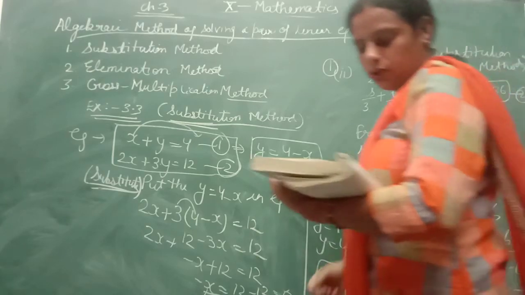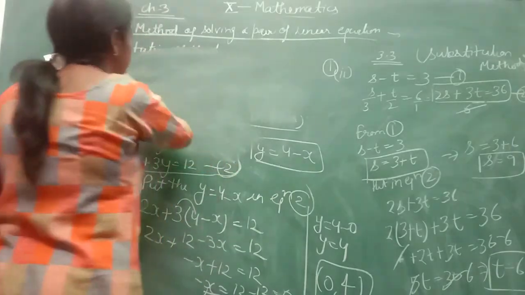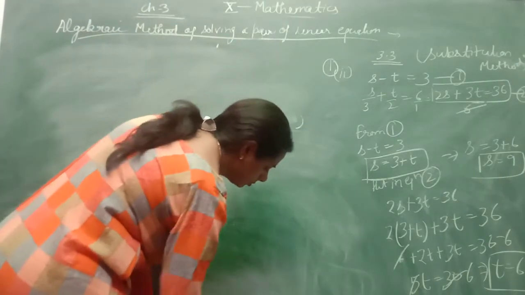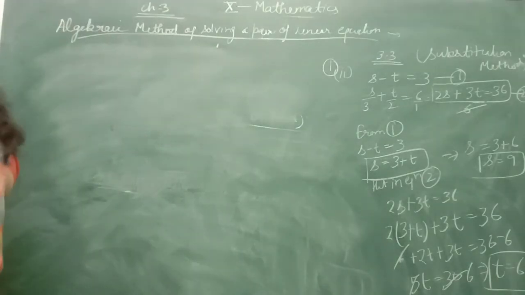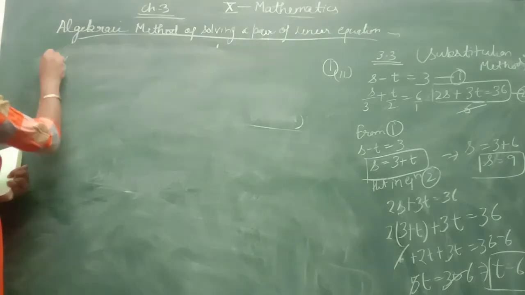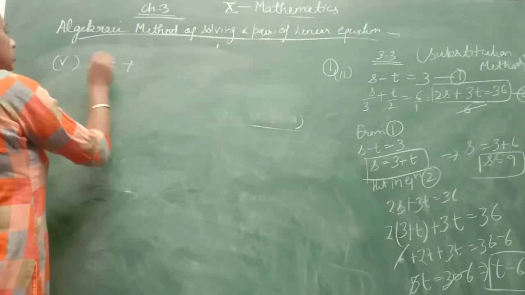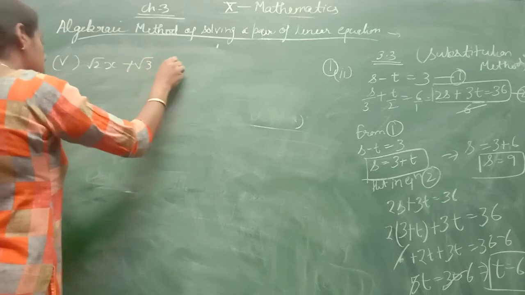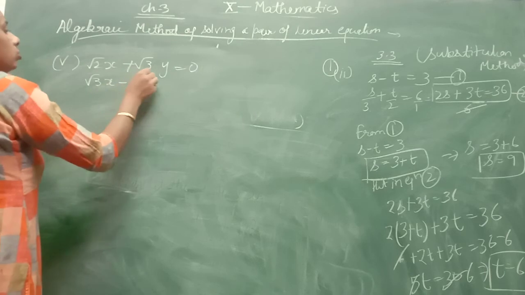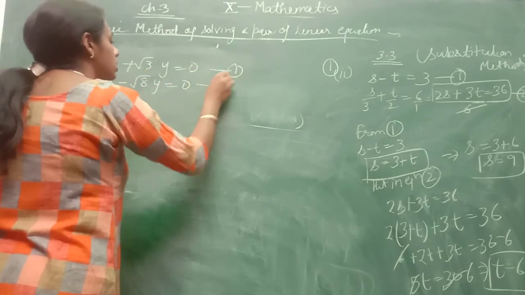I am just taking one more of it. I am taking the fifth part, where root 2x plus root 3y is equal to 0 and root 3x minus root 8y is equal to 0. This is your first and second.